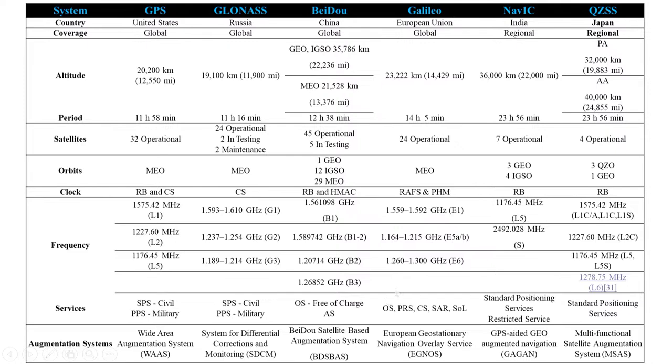Here is the specification of all these constellations. You can see all are basically orbiting in MEO, except a few of the satellites of Beidou, QZSS, and NavIC. They are orbiting in either GSO, geosynchronous orbit, or GEO, geostationary orbit, because of the different objectives and limited number of satellites, and they are mostly focusing on the regional area.